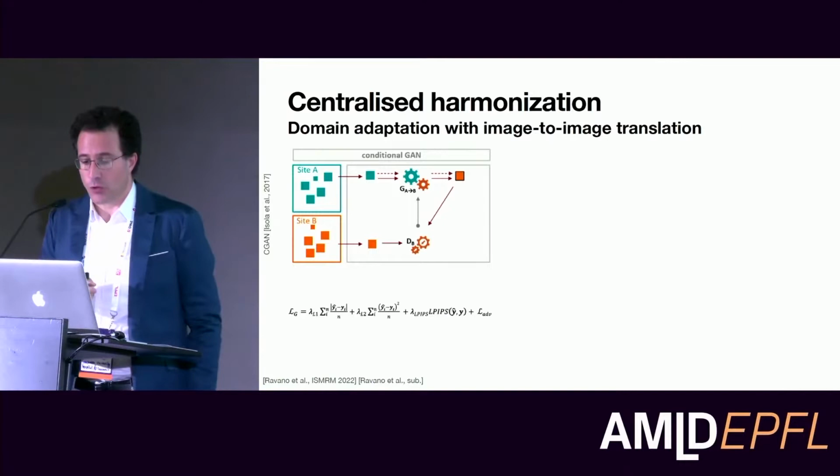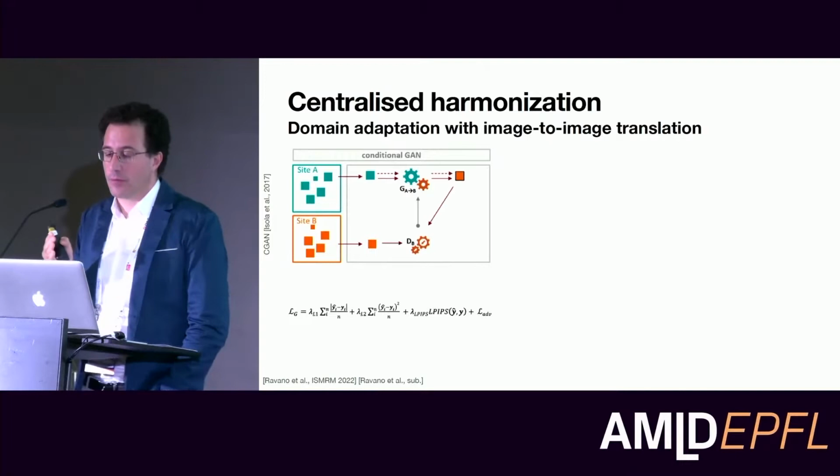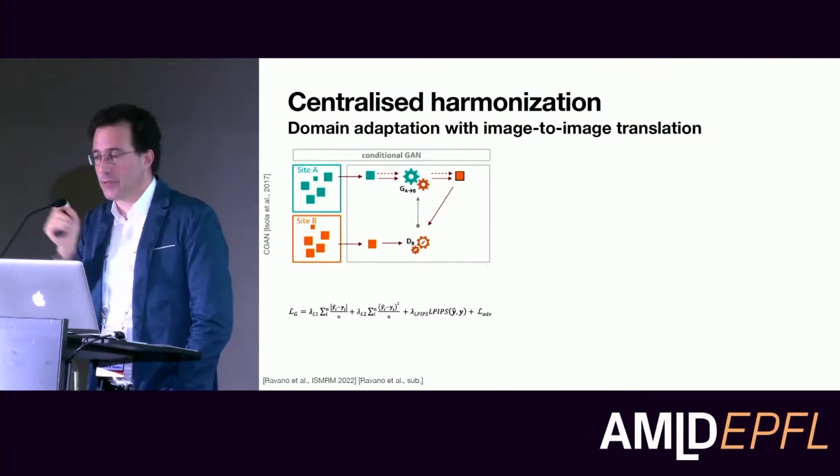So just in detail a little bit what we're doing here, the loss function we're optimizing is a mixed loss function. We're not optimizing exactly this, but just to show you a little bit. So we have an L1 loss that measures the absolute differences between the voxel intensities of site A and site B.